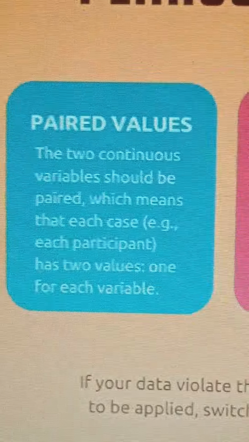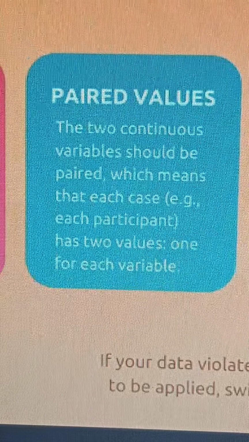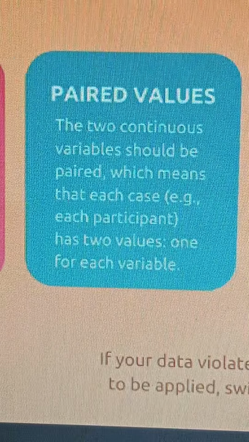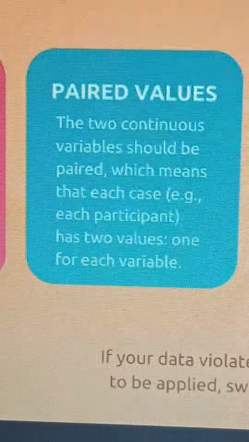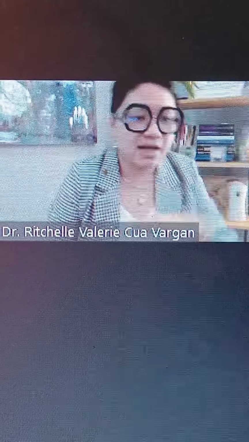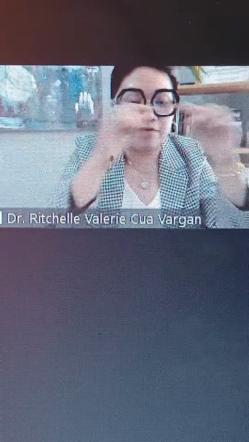The two continuous variables should be paired, which means that each case, for example each participant, has two values, one for each variable. For example, we want to see the correlation between salary and length of employment. If I have 10 respondents, I need to have 10 data for salary and 10 data for the length of employment so that they are in pairs. Meaning, respondent 1 has data on salary and data on length of employment. So we can have them all in pairs.